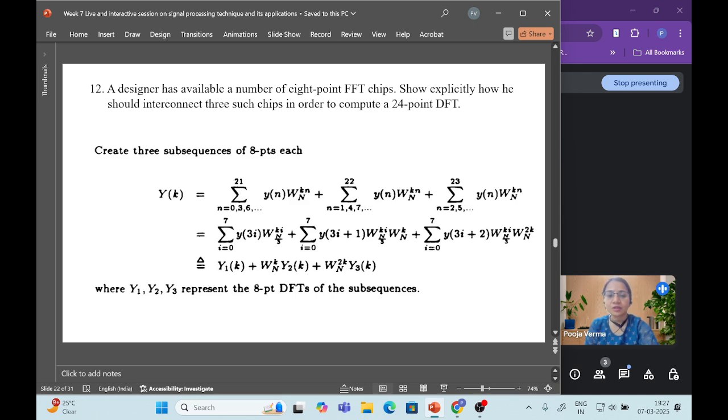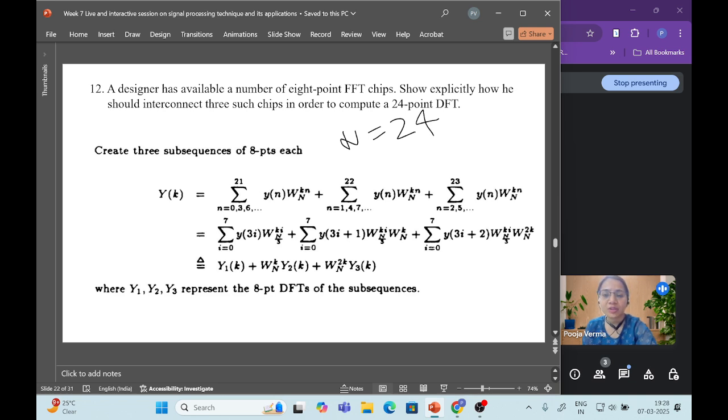Okay. So there is another question. The question is, a designer has available a number of 8-point FFT chips. So explicitly how should he interconnect three such chips in order to compute the 24-point DFT? So here N is given, that is N is equal to 24. Okay, it is a 24-point DFT.